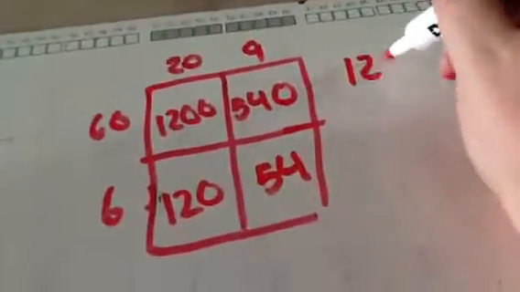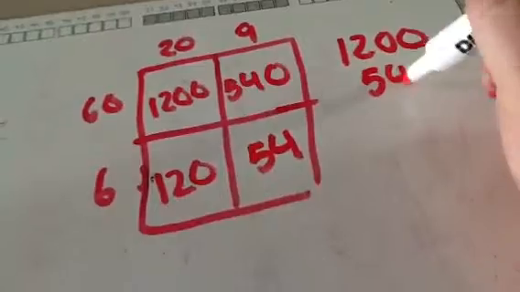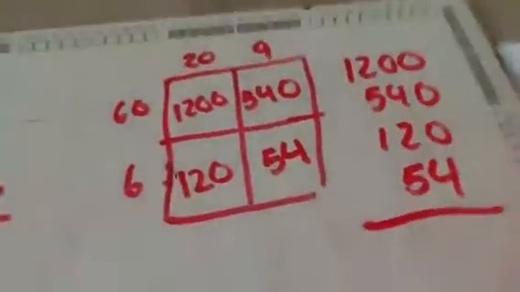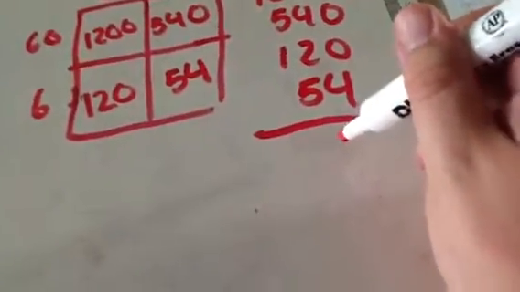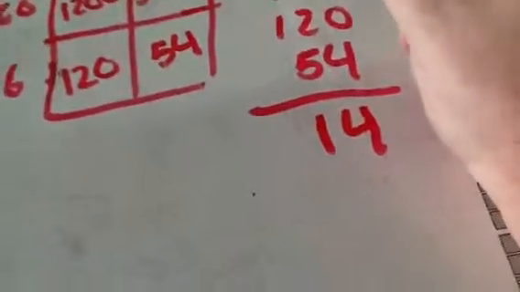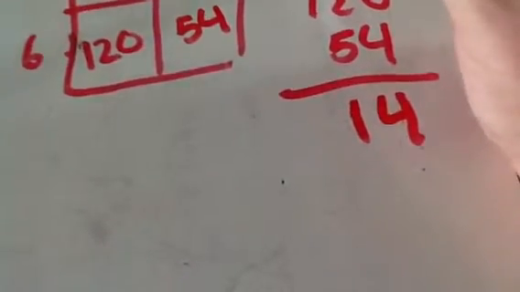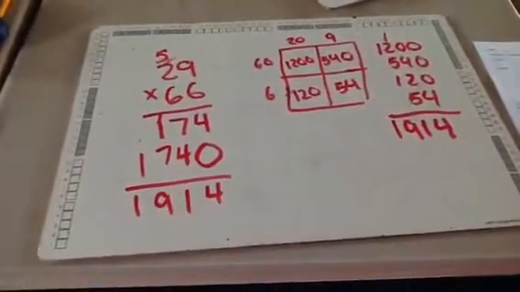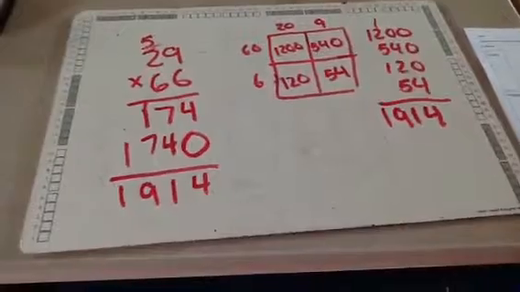I'm going to take them. I'm going to add them up. So 0 plus 0 plus 0 plus 4 is 4. 4 plus 2 is 6 plus 5 is 11. Put down my 1, carry my other 1. 1 plus 2 is 3, plus 5 is 8, plus 1 is 9. And then my other 1. So my final answer is 1,914.